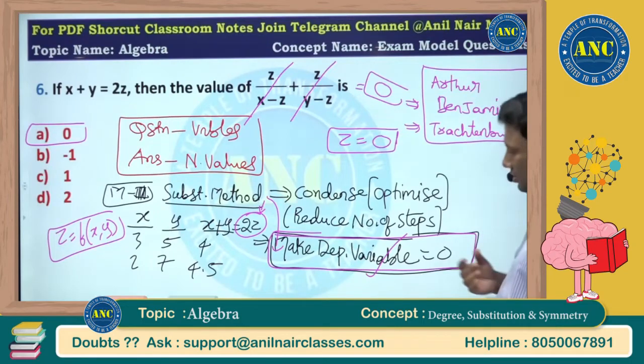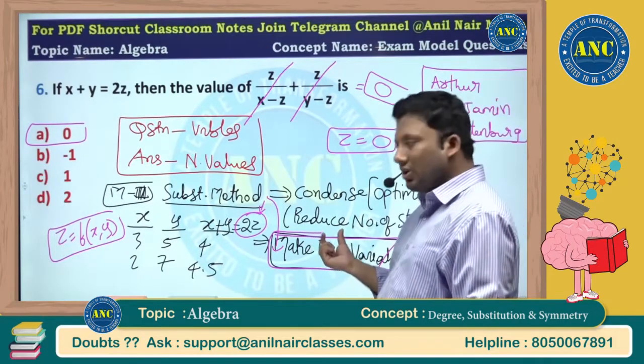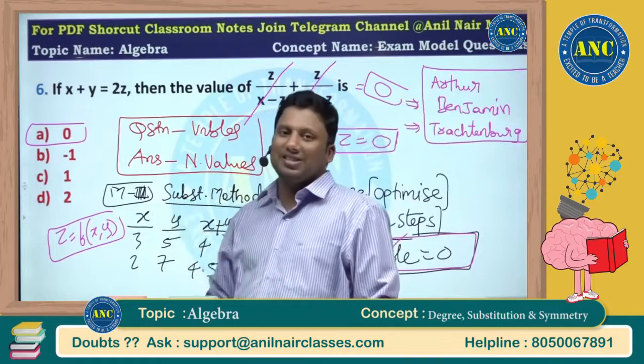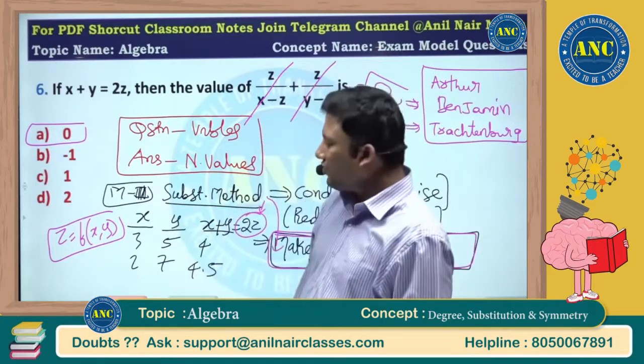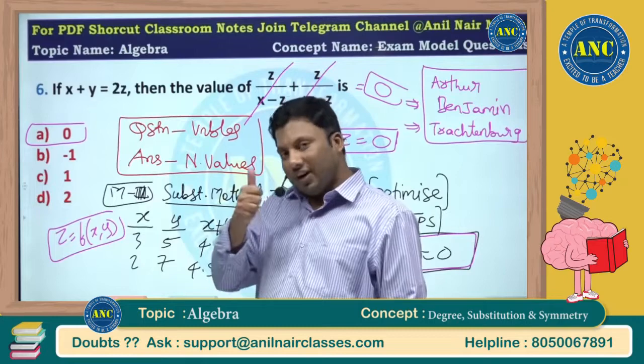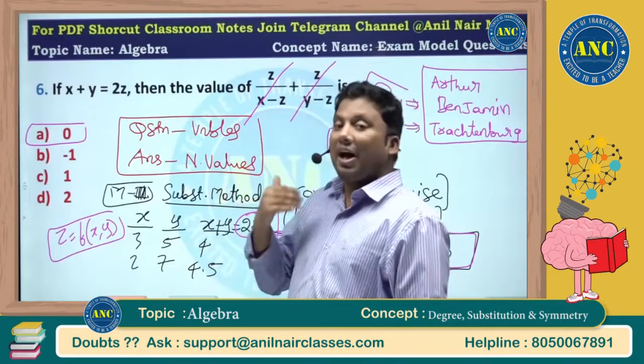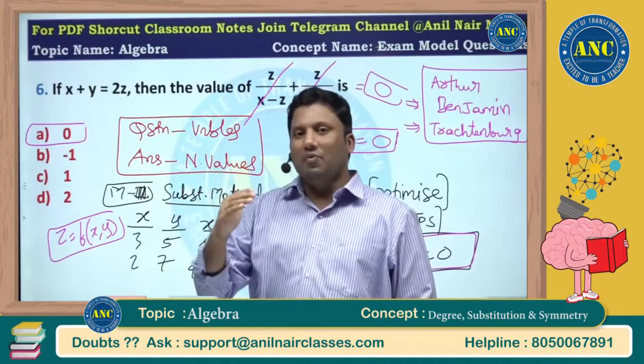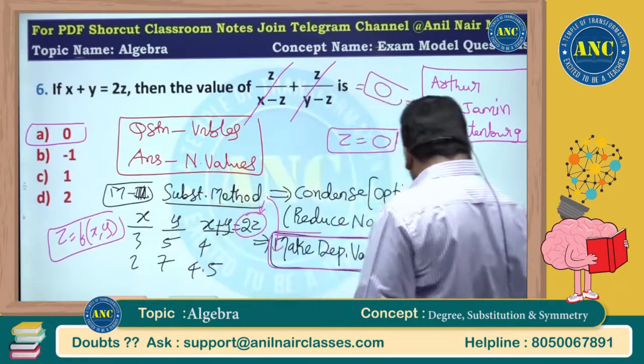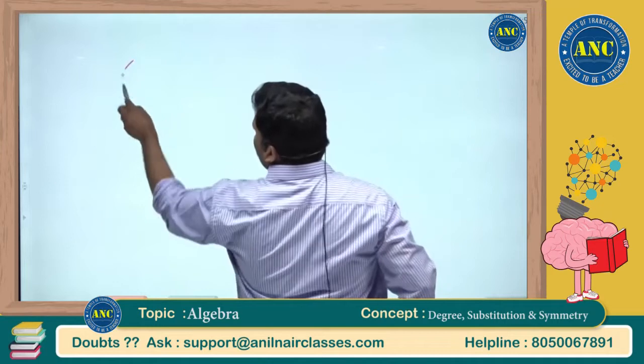These are the sources. What is the dependent variable concept? The dependent variable concept is an optimized version of the substitution method. No need to find x, y, z. Make only z 0. I also told you in some class where the area is given. Now I'll explain what I did.